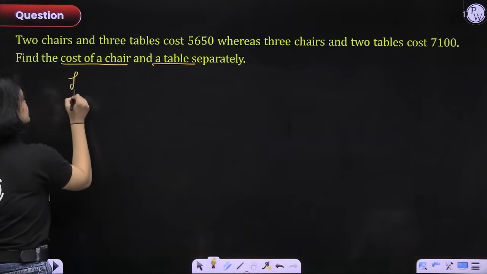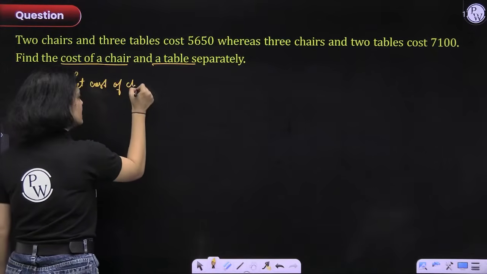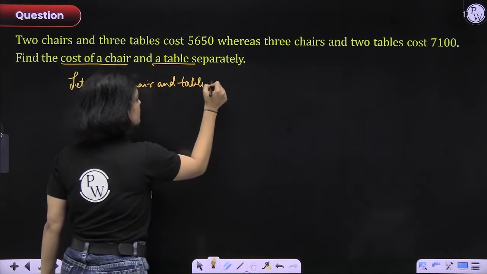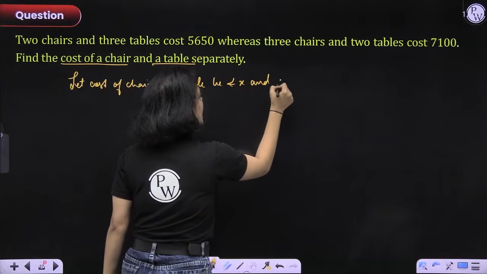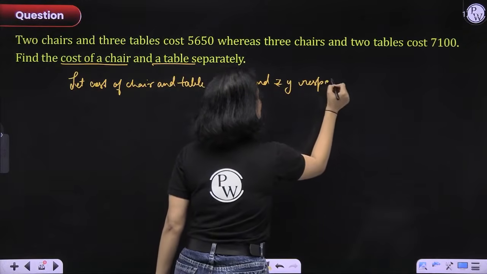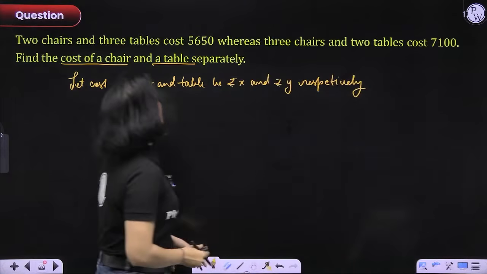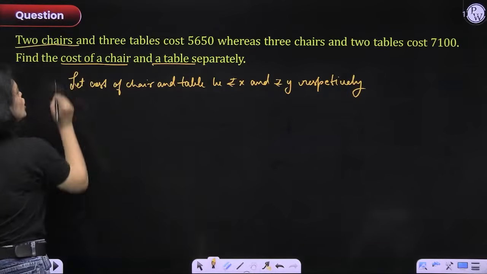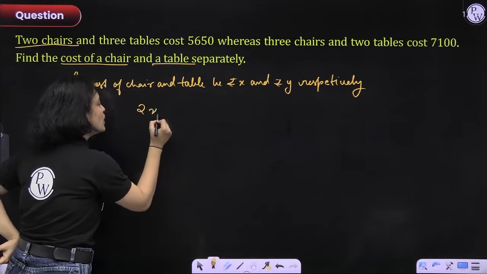So let's assign them x and y. Let the cost of a chair and a table be rupees x and y respectively. Right, everyone? Now, once you do that, I think it's very easy. See, how many tables and chairs are they buying in the first case? They are buying 2 chairs. So if the cost of 1 chair is x rupees, then the cost of 2 chairs would be 2x rupees.